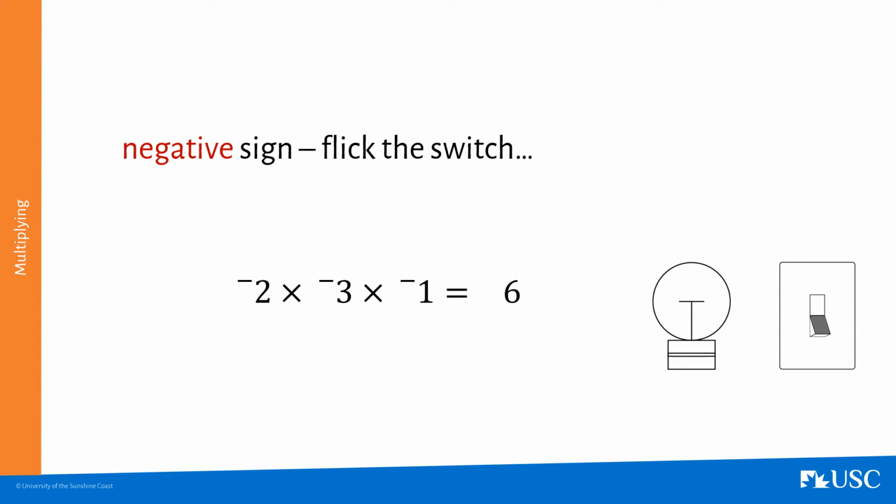In our last example, we work out that the size of the answer is 6. We come across a negative sign and flick the switch. Our second negative sign, we flick the switch again. And our third negative sign, we'll flick the switch again. The light is on, so our answer is negative.